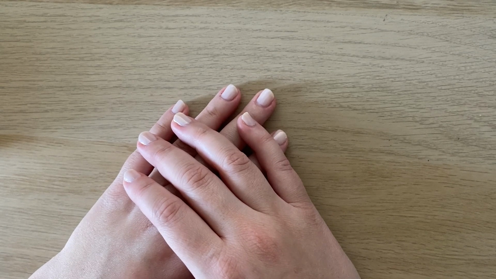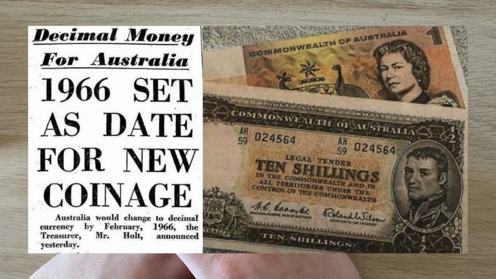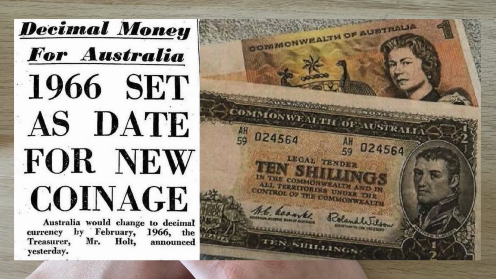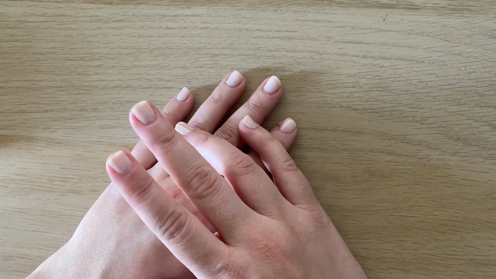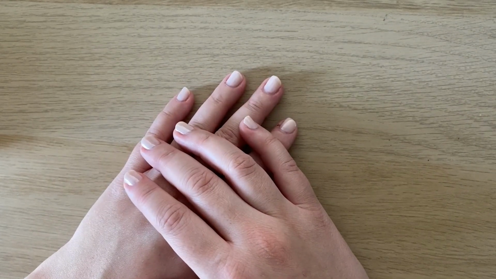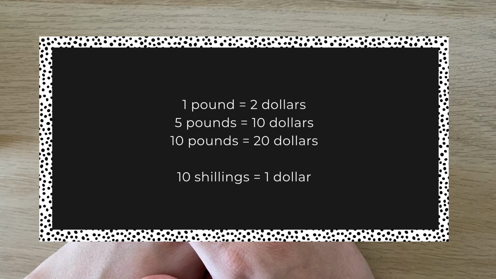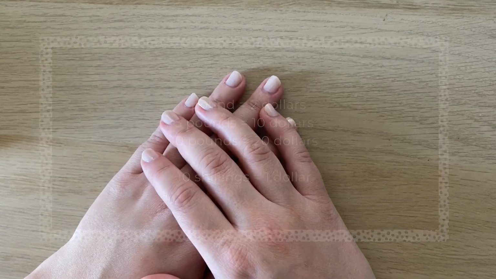When the changeover occurred and the exchange of pre-decimal banknotes happened, the conversion to dollars is obtained by multiplying the face value by 2. So for example, a £1 banknote converts to $2, a £5 converts to $10, and a £10 note converts to $20. The only exception to this is the 10 shilling banknote, which converts to $1.